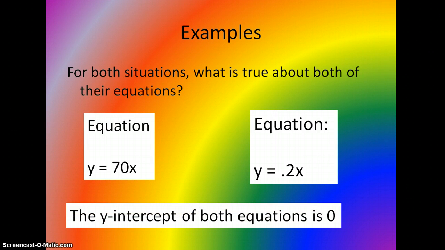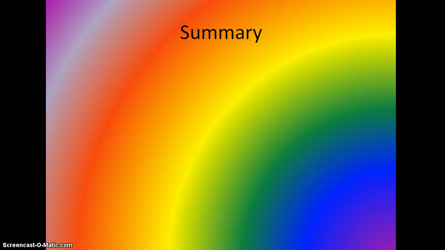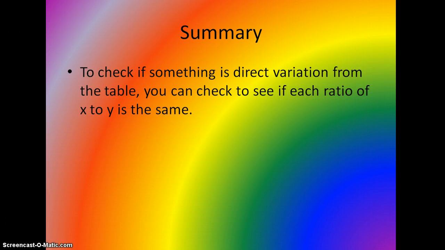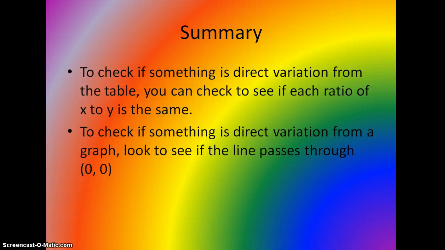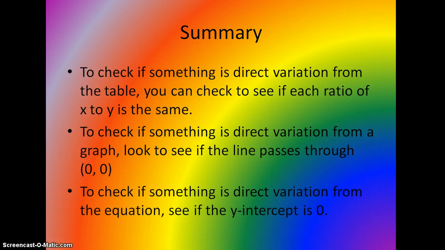Let's summarize what we know about direct variation. To check to see if something is direct variation from a table, all you need to do is check to see if each ratio of x to y is the same. In other words, you're checking for proportionality. If you have a graph, all you need to do is look to see if the line passes through the point 0, 0. And last but not least, if you have an equation, then all we need to do is check to see that the y-intercept is 0.